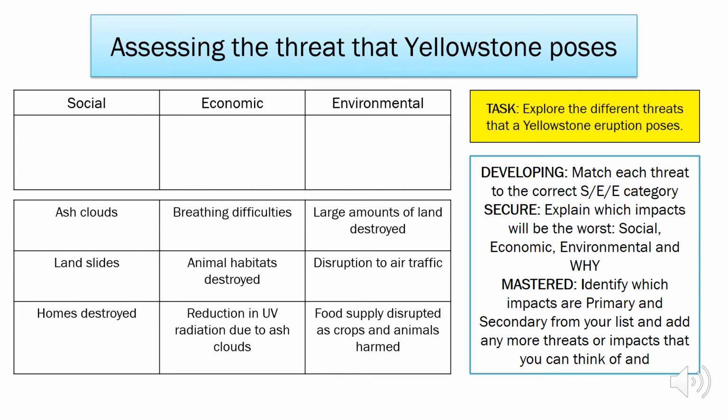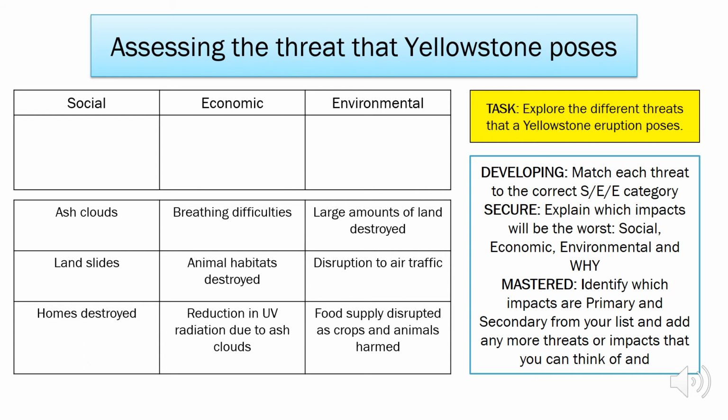Will social, economic or environmental impacts be the worst and why? Remember to use because to develop your point further. And finally, if you're working at a master level, you will identify if the impacts are primary or secondary, and then add on any more threats or impacts that you can think of into your table.